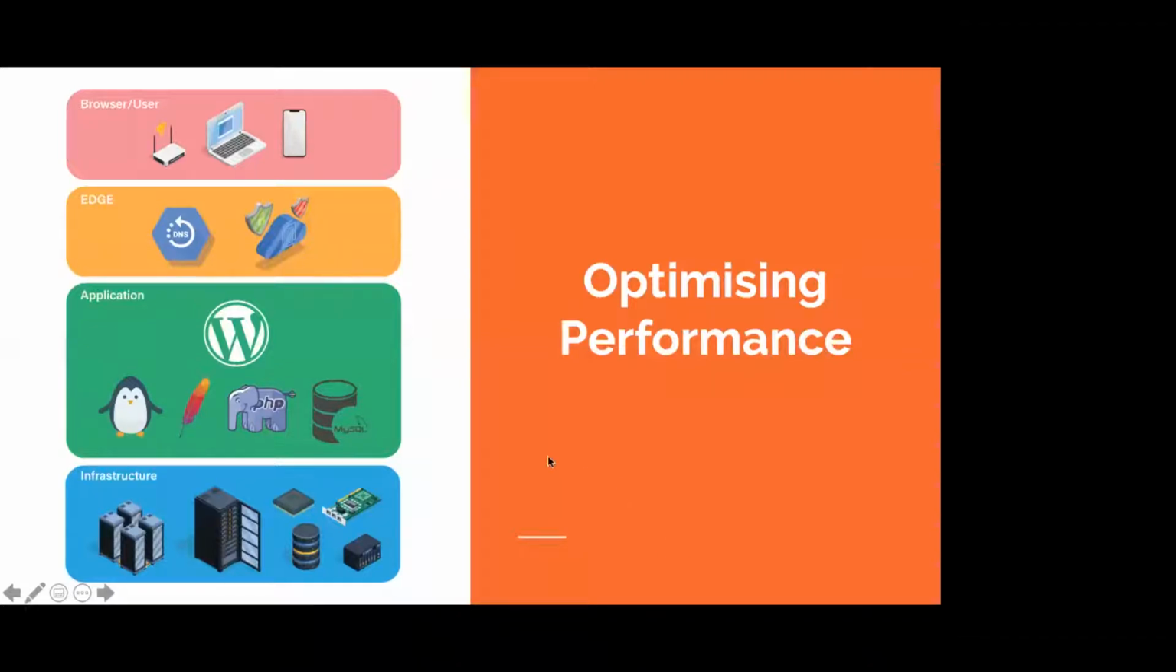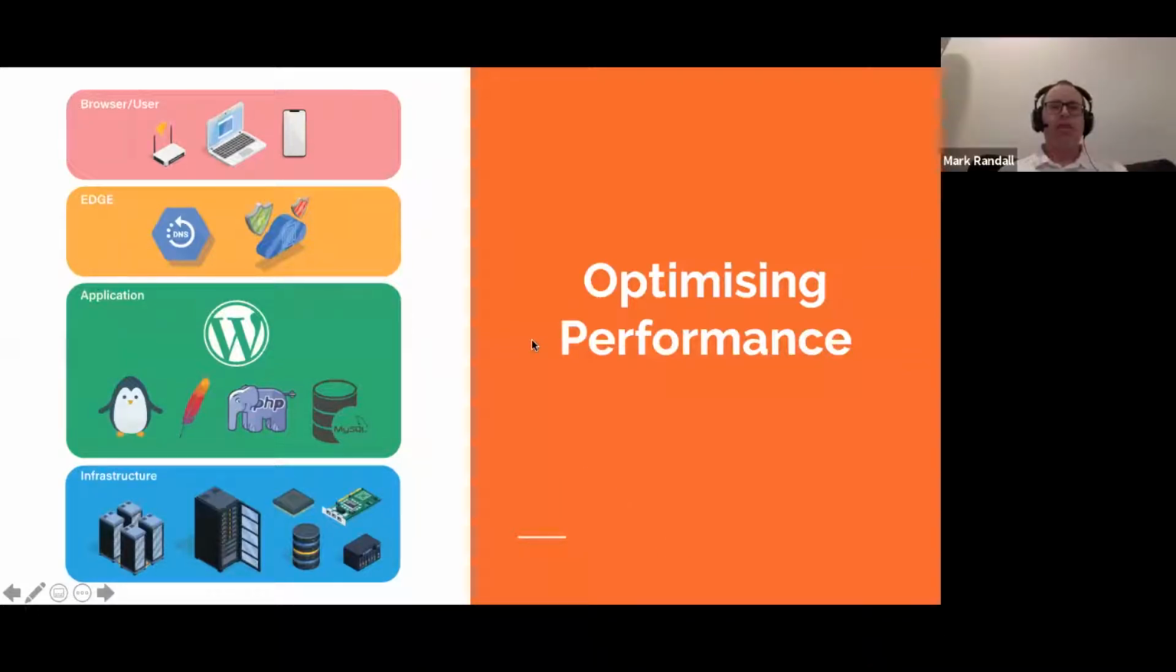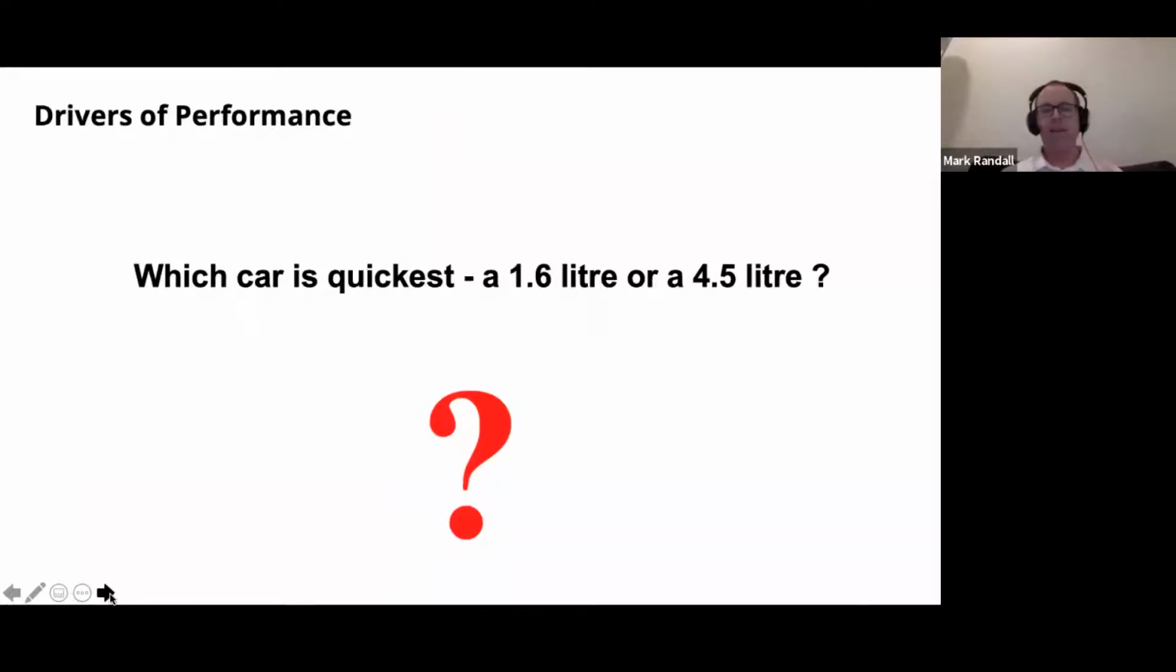So I'll move on to a little bit of an overview of some of the ways in which you can optimize performance through the different layers of the stack. And again, I'll start with an analogy to liven it up and make it easily understandable. If I was to ask you, you've got two cars, one's a 1.6 litre and one's a 4.5 litre, which is faster? What would your intrinsic answer to that question be?